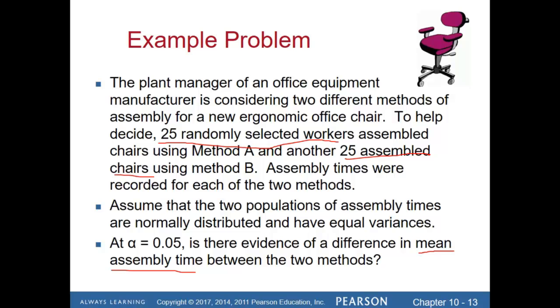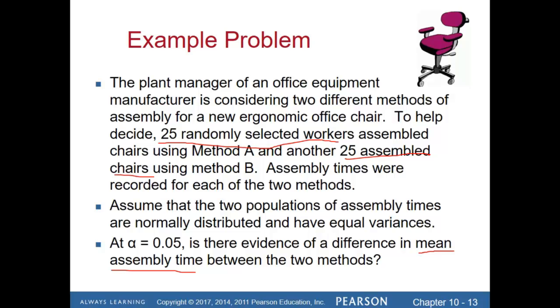And just as a side note, had we been told, hypothetically speaking, instead of two groups of 25 workers apiece, that we had the same group of 25 assemble two different chairs, one using method A and one using method B, then we would have a way to pair those up and we'd be in a paired sample situation. But we weren't told that. We were told that we've got two separate, independent, random samples of workers. So that puts us into the independent t-test situation.